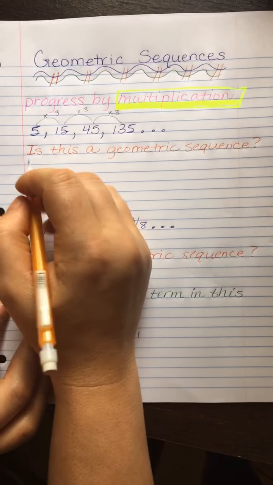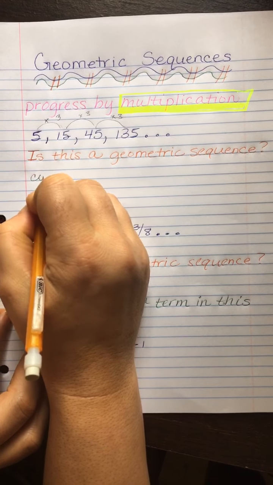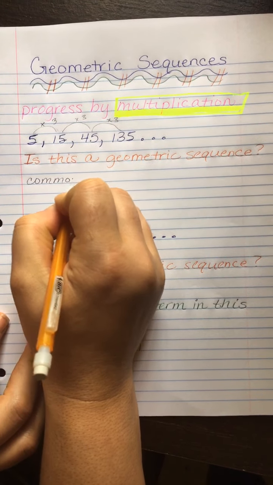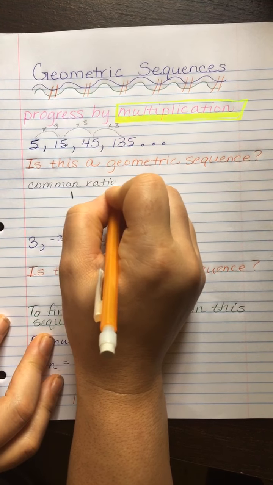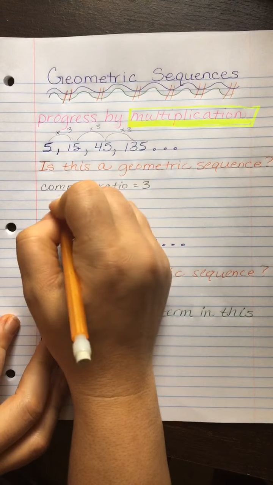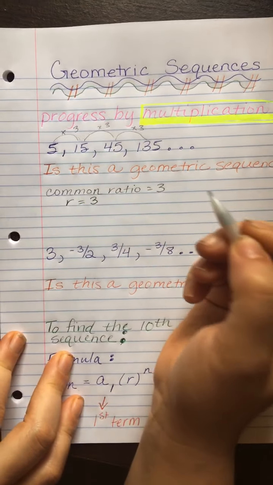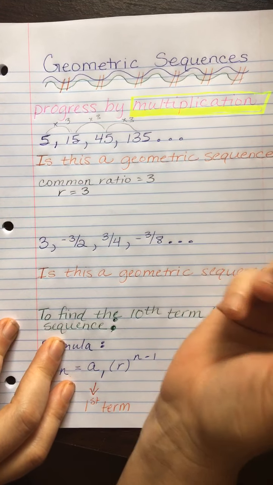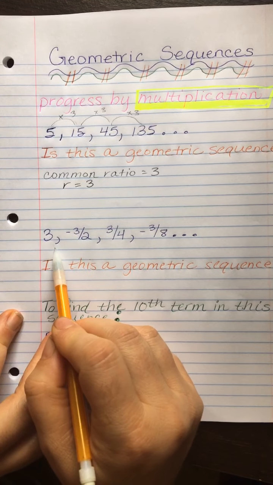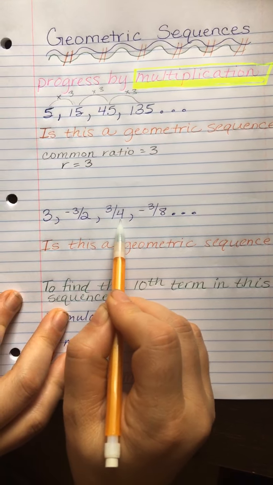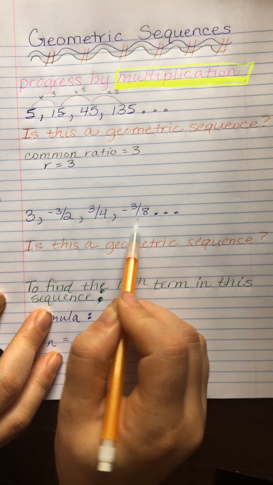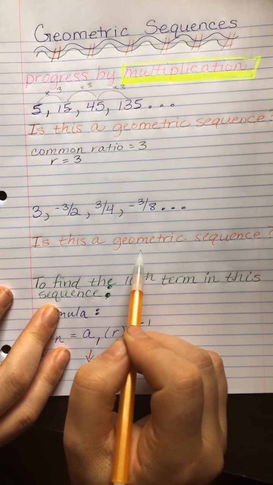So in other words, we're going to say our common ratio is 3. So you can say your R is going to be 3. Okay, that's really important. So let's look at this next series of numbers: 3, -3/2, then 3/4, and then -3/8. Is this a geometric sequence?